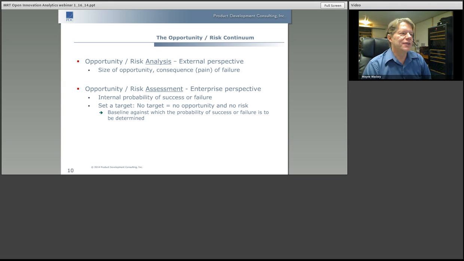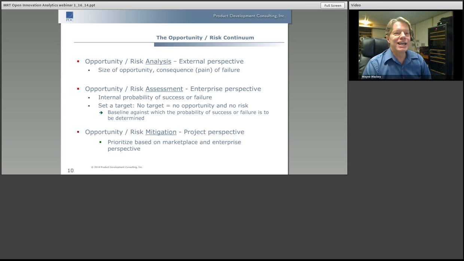And then finally, the third piece of this is mitigation. So now that we've analyzed and assessed the risk and the opportunity, what do we do about it? And that's the mitigation, and that's the project perspective. What are we going to do to mitigate the risk? Now, this is where open innovation often enters the equation, in that, okay, we would like to do this internally, but we can't. So how are we going to mitigate our internal risk? By going outside and using open innovation to be successful.